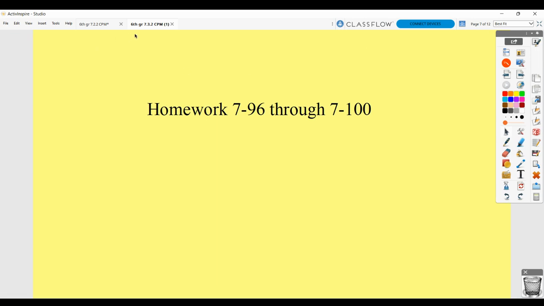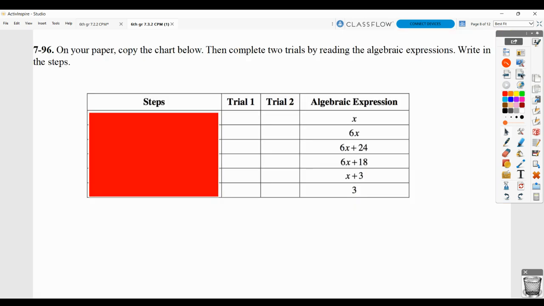This video is to allow you to correct the homework from 7.3.2. The problems are 7.96 through 7.100. On your paper, they wanted you to copy this chart and then complete 2 trials by reading the algebraic expressions and writing in your steps.